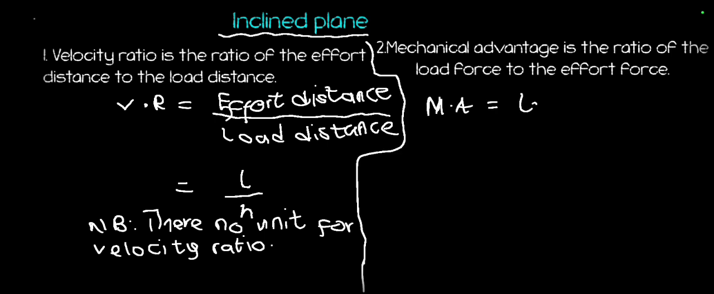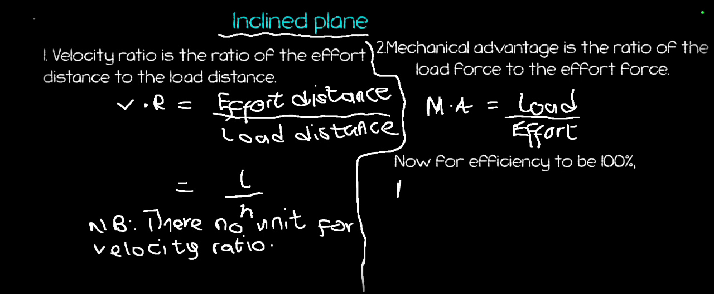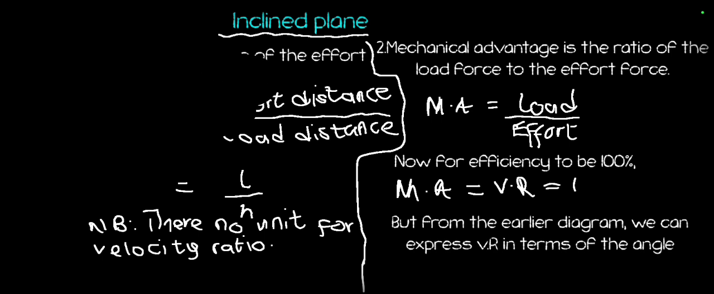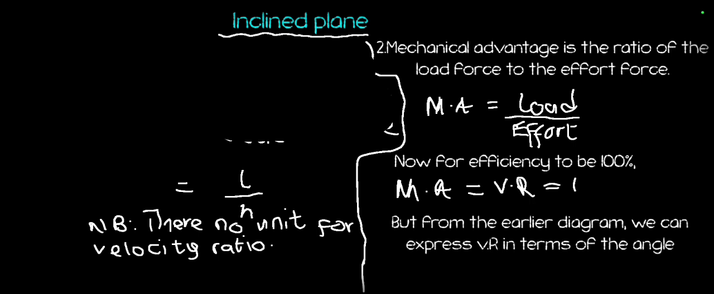Mechanical advantage is the ratio of the load force to the effort force. So it is represented by M.A., which is equal to load over effort. Now, for the efficiency of a machine to be 100%, mechanical advantage should be equal to velocity ratio, which will automatically be equal to 1.